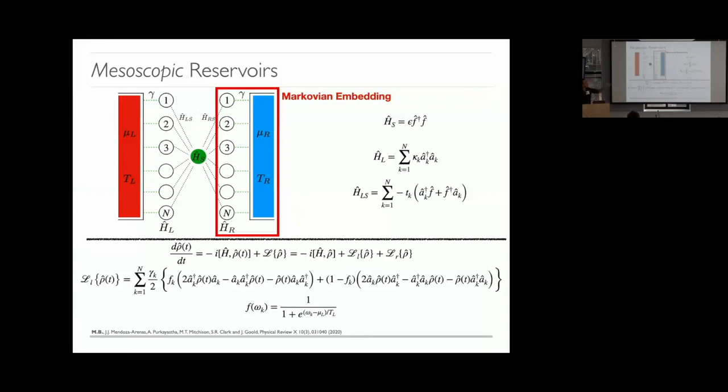Back then, it was just phenomenological. Let's put reservoirs on top of each of these modes and see what happens. Is that the pseudo mode? It has so many names: pseudo mode, thermofield. Yeah, it's an idea that comes back from the 90s.